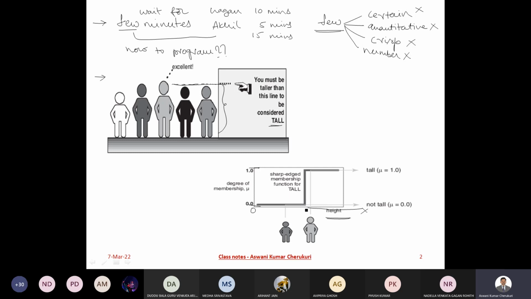Now when I say that I am considering a person who is taller than this particular line, imagine the line is of some height. Till you reach that height, you consider anybody as not tall. But the moment you see a person of that height, you say that person is tall. The rest are all not tall. Are you able to understand the diagram?